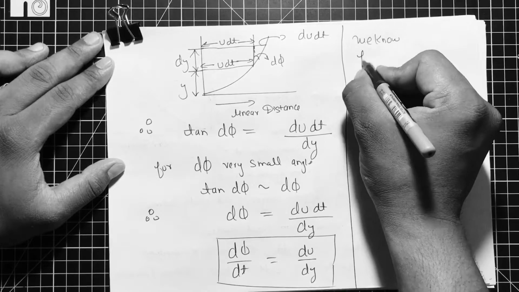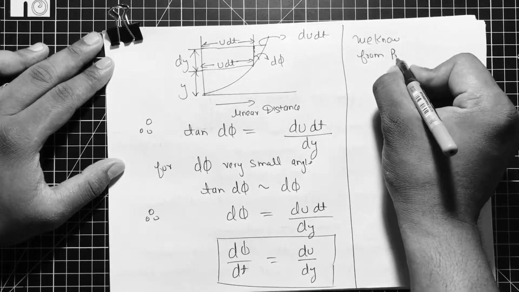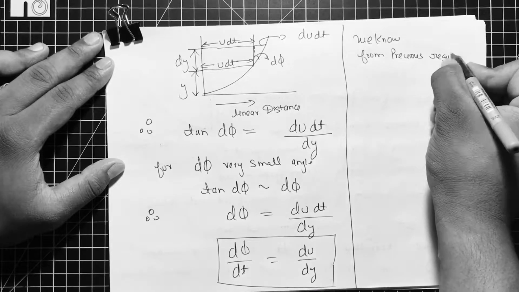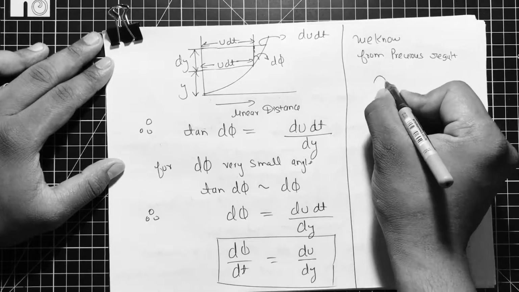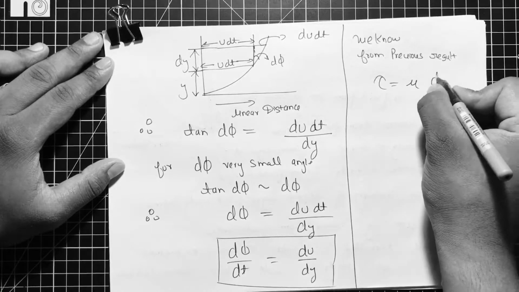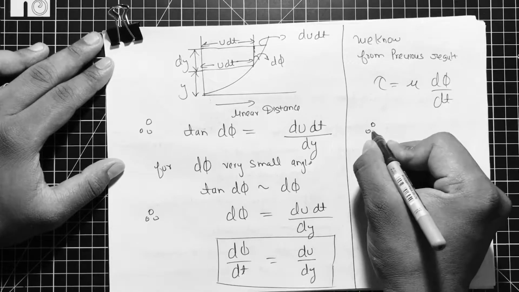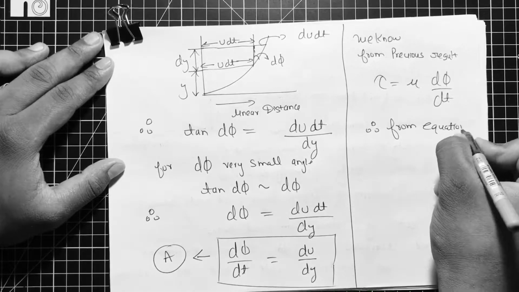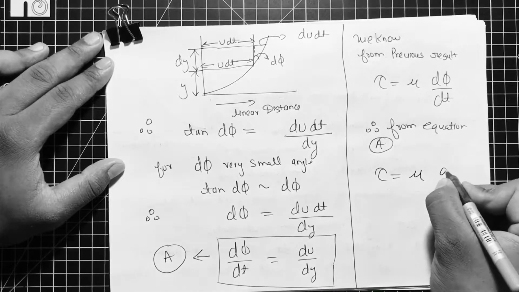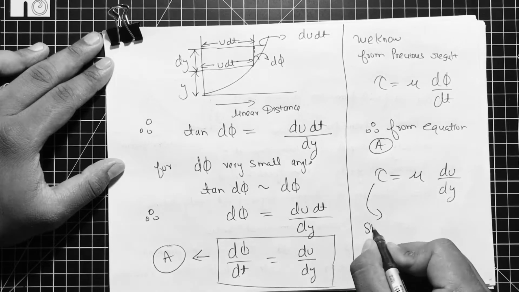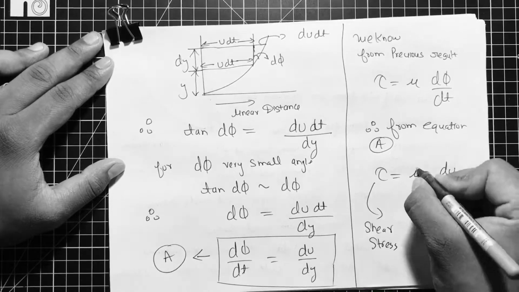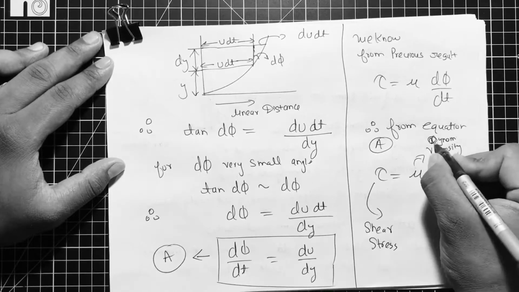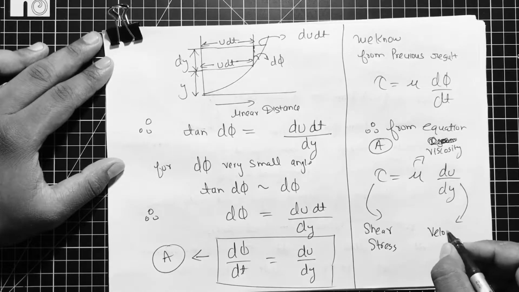We will mark it as equation A, because a little while ago we studied that tau is equal to mu d phi by dt when we were studying the shear stress concept for liquids. From that equation we can say that tau is equal to mu du by dy, where tau is shear stress, mu is the coefficient of viscosity, and du by dy is the velocity gradient. And this expression serves as Newton's law of viscosity for fluids.